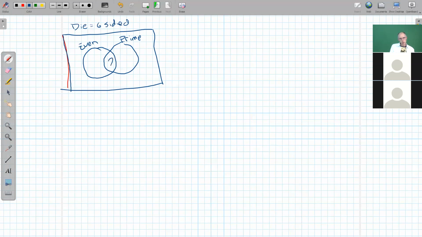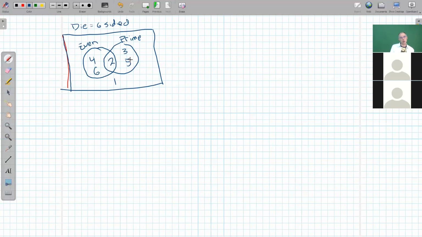So 2 is both even and prime, it has to go there. 4 is even, but not prime. 3 is prime, but not even. What else do I have? 5 is prime. 6 is even, but not prime. And then there's 1, which lives out here. It's neither even nor prime. So it goes outside the box here.